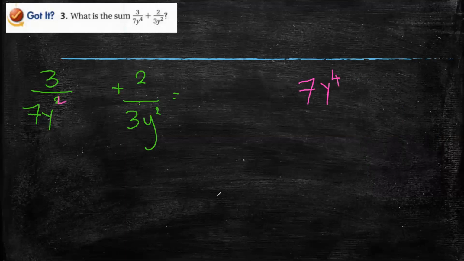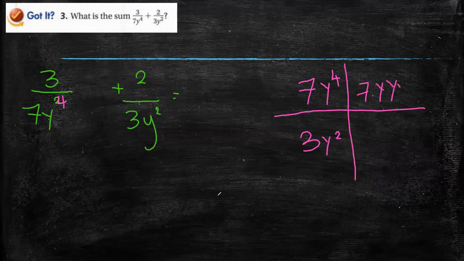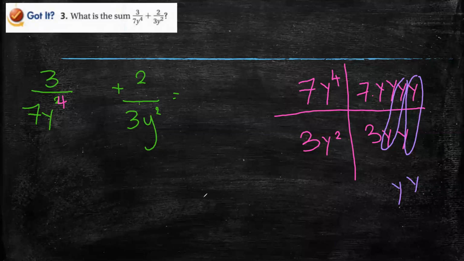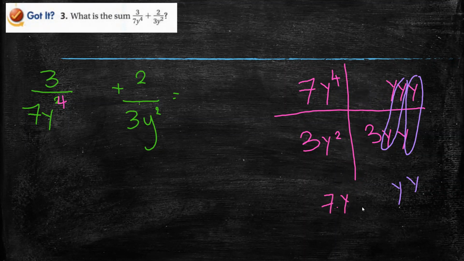7y to the power of 4 and 3y squared. So here we have 7 times y, and here we have 3 times y times y. Then, with y, take one of them. Then, take the non-common. What is the non-common? We have 7 and y, we have this y here, and we have a 3. So we write the common and then we bring the non-common.